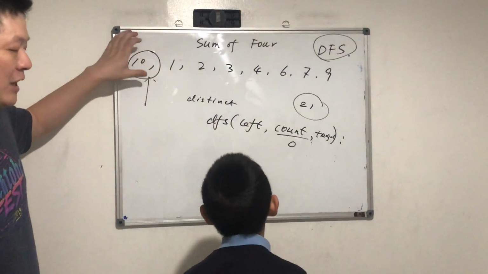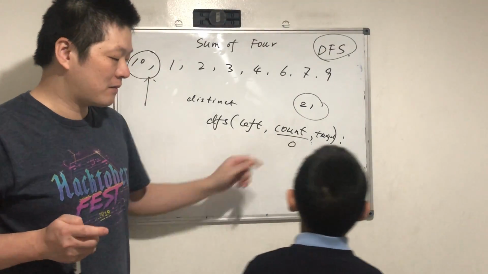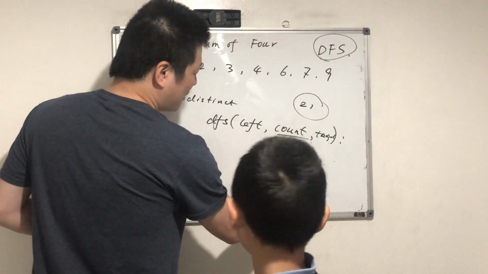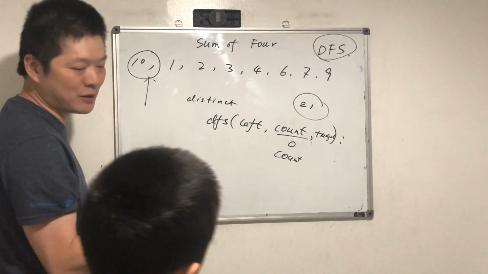If I pick it, what happens to this count? The count will be how many numbers we have picked so far.